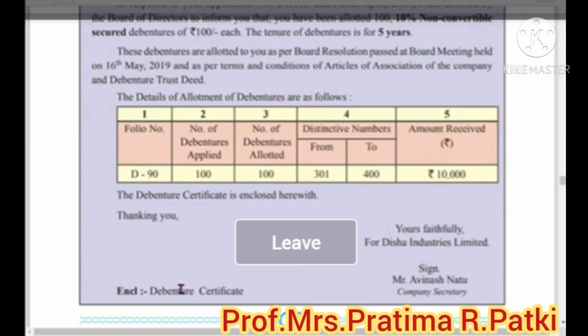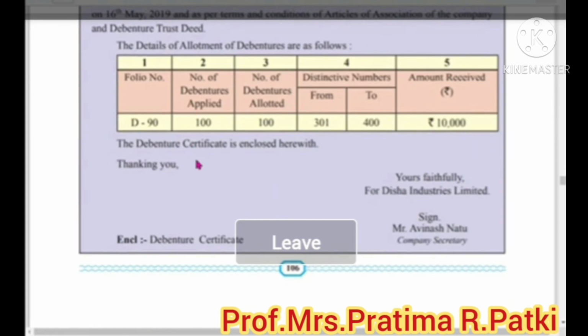If you forget to write enclosure, debenture certificate, and you have mentioned it here, then your marks can get cut. That means the student has not followed all the parts of the letter. So if you write is enclosed herewith, you have to write the enclosure, debenture certificate. Right? So after thanking you, we'll give a closure greeting to the investor, and then we will give a complimentary clause, and we will write the sign.